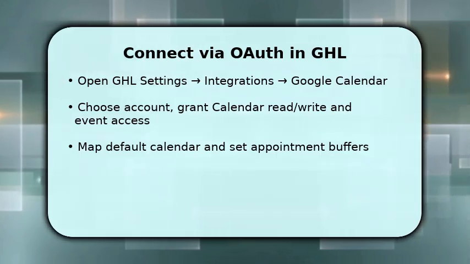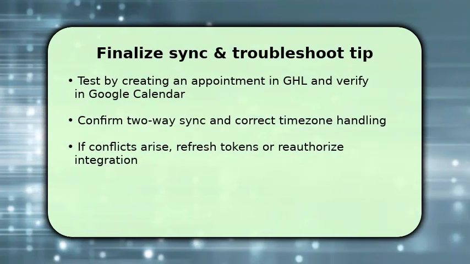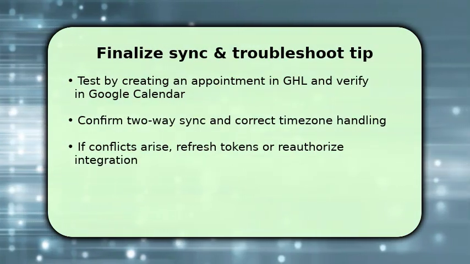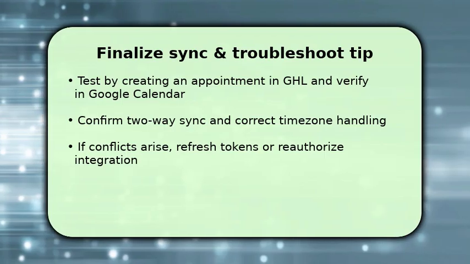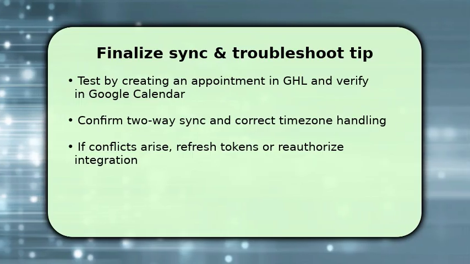Create an appointment in Go High Level and verify it appears in Google Calendar. Then create one in Google to confirm two-way sync. Make sure time zone settings match in both accounts and adjust buffer rules or availability windows if needed.